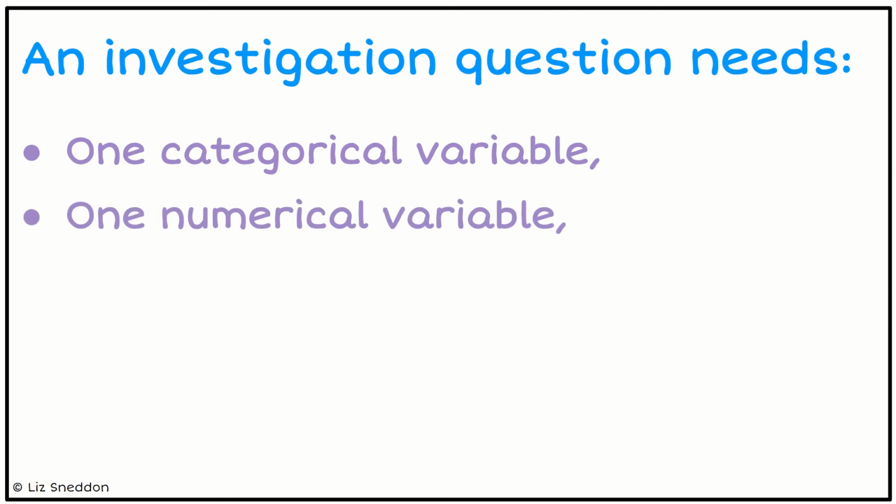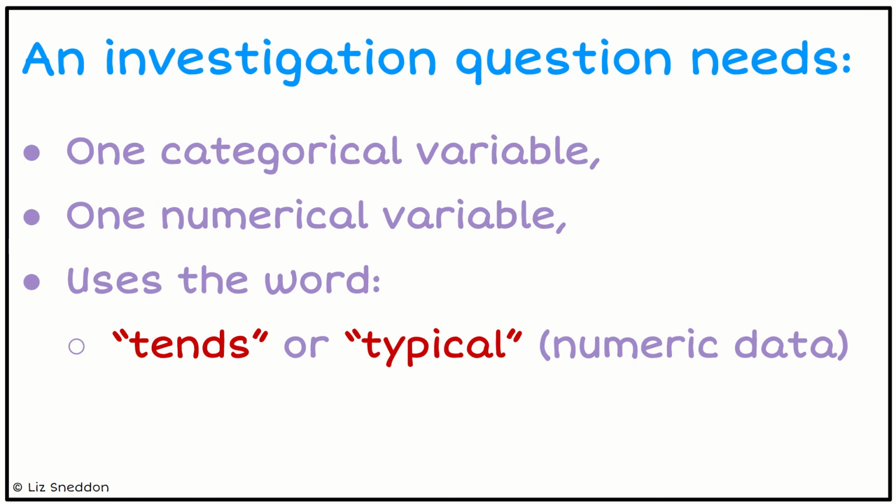I also need a numerical variable, so I need to have some numbers, either discrete or continuous, so either measuring or counting. I might be counting the number of text messages that students send each day. It could be that I need to look at the time that students spend on their phones each day. I also need to use the word tend or typical, and I need to talk about the population.